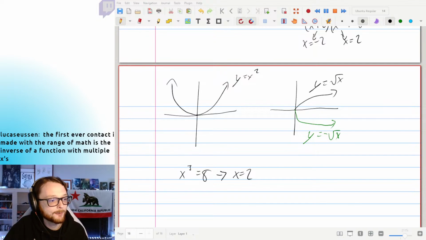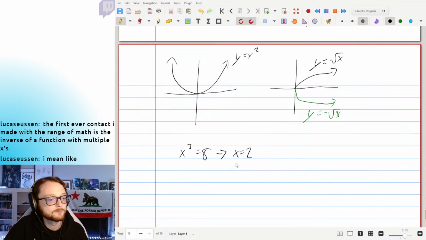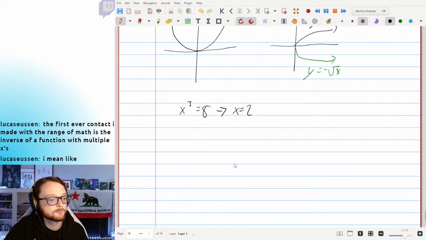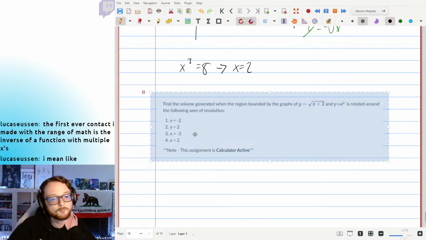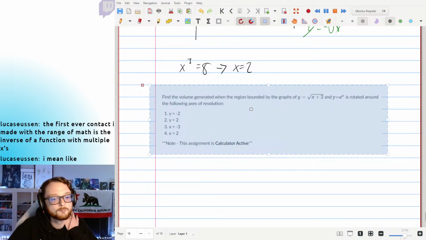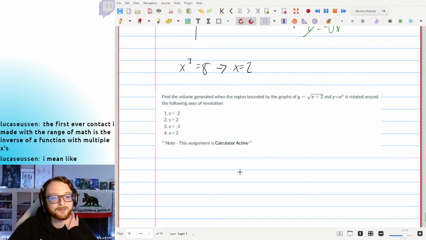Okay, speaking of calculus BC, I see DeViking posted a volume of revolution calc BC question in the Discord. Calculator active. It's a funny way of saying it.